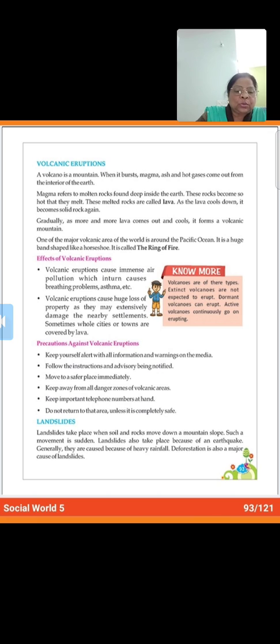Okay, so gradually when more and more lava comes out, what happens? More and more lava comes out, then what happens, children? It forms the shape of a mountain. Okay, and here it is given: one of the major volcanic areas of the world is around the Pacific Ocean, and it is a huge band shaped like a horseshoe. It is called the Ring of Fire.